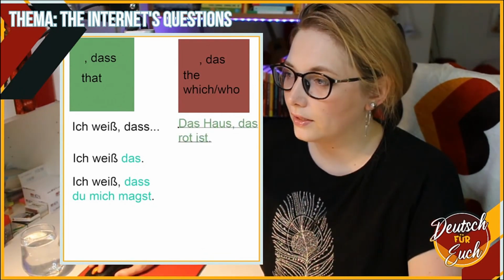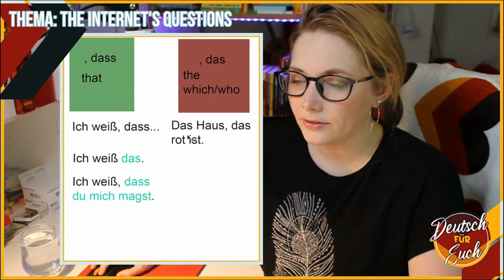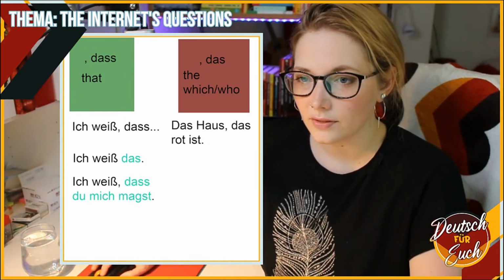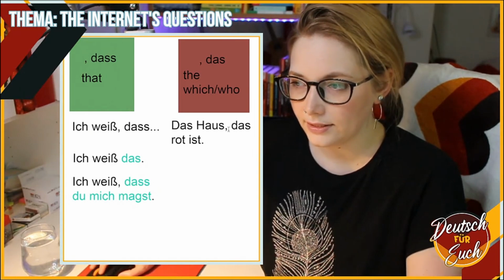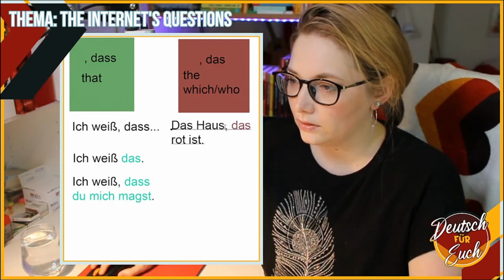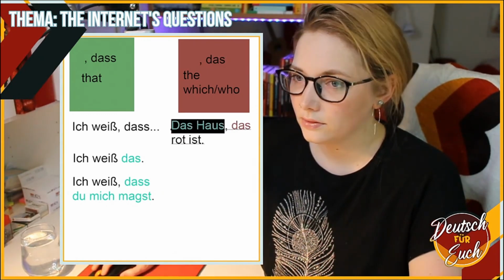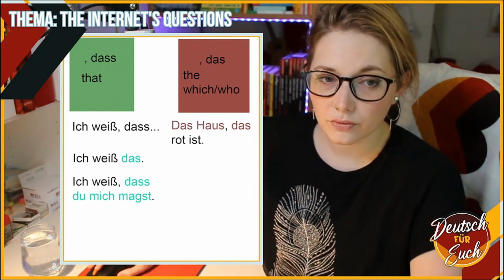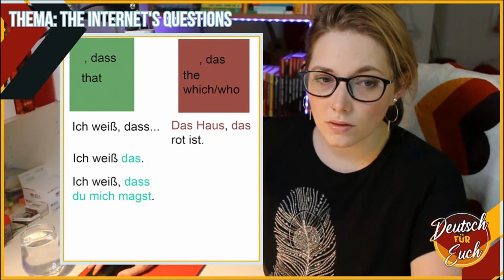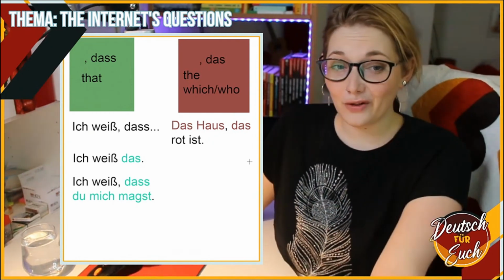Let's make that black again. Das Haus, das rot ist. The house that is red. So in this case, the das refers back to the house. It's a referential pronoun in this case. And that's really all of the secret.